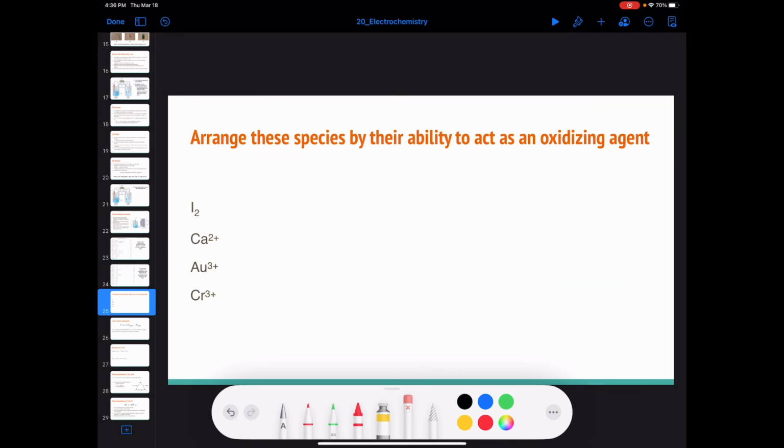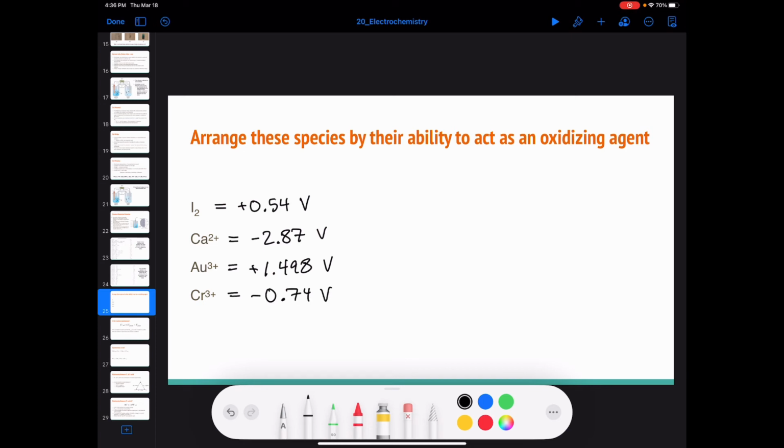So what we would need to do is we would have to go into our table and figure out what's the reduction potential for each of these, okay? So I just pulled these up so I don't have to keep flipping back and forth, but iodine is positive 0.54 volts. Calcium is a negative 2.87 volts. And these values might be slightly different than the ones on the table. I used a slightly different table when I pulled these, but they should be almost identical. 1.498 volts for gold, and then chromium 3 plus is a negative 0.74.